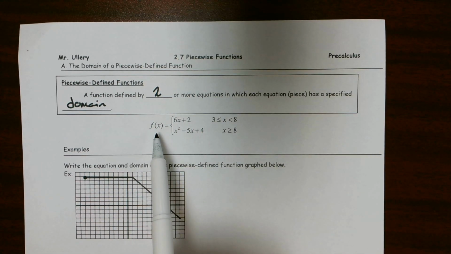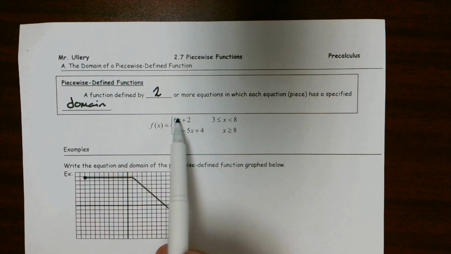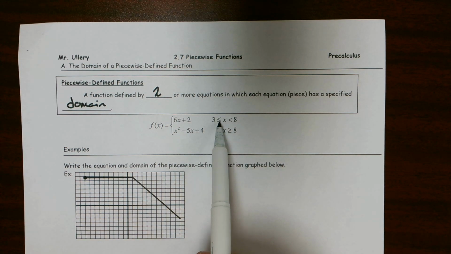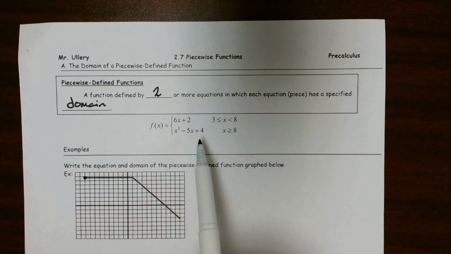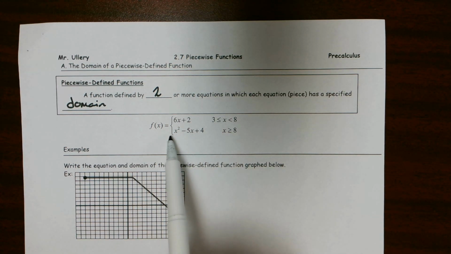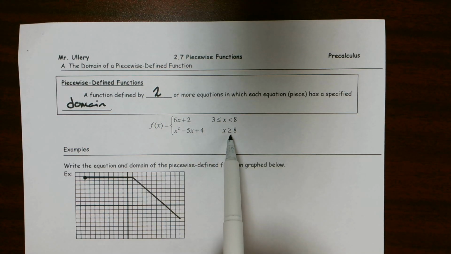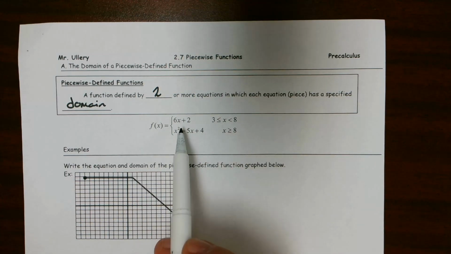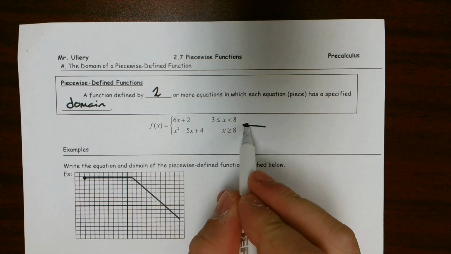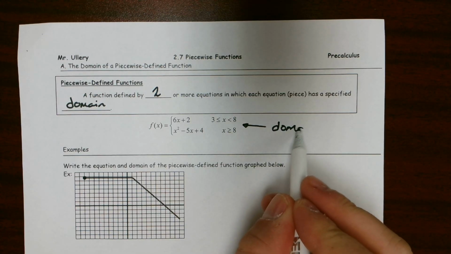What this means is this function f is going to look like 6x plus 2. It's going to look like this line when x is between 3 and 8, and it's going to look like this line right here, this parabola, when x is bigger than 8. So that's how you look at a piecewise function. These are the functions, and those are the domains.